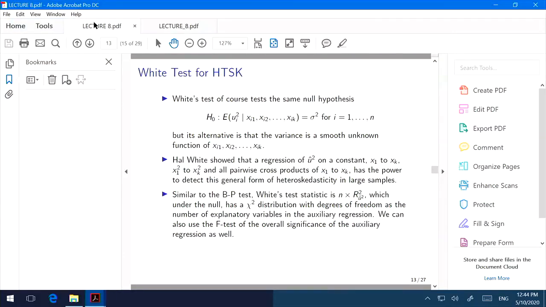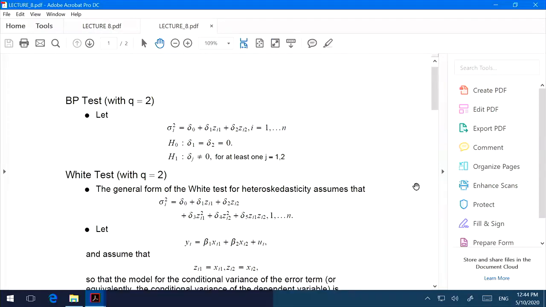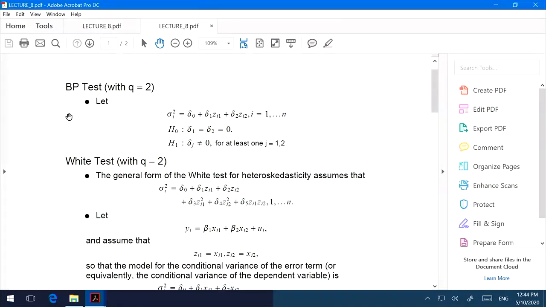So let me go back and look at the difference between the Breusch-Pagan test and the White test. So here are my lecture notes. So here's the Breusch-Pagan test with q equal to 2. So here I have assumed that the error variance depends on Z1 and Z2. Under the null hypothesis, the errors are homoscedastic. So the null is that delta 1 equals delta 2 equals 0. And the alternative is at least one of these deltas is not equal to 0, in which case the errors are heteroskedastic. So how does that differ from White's test?